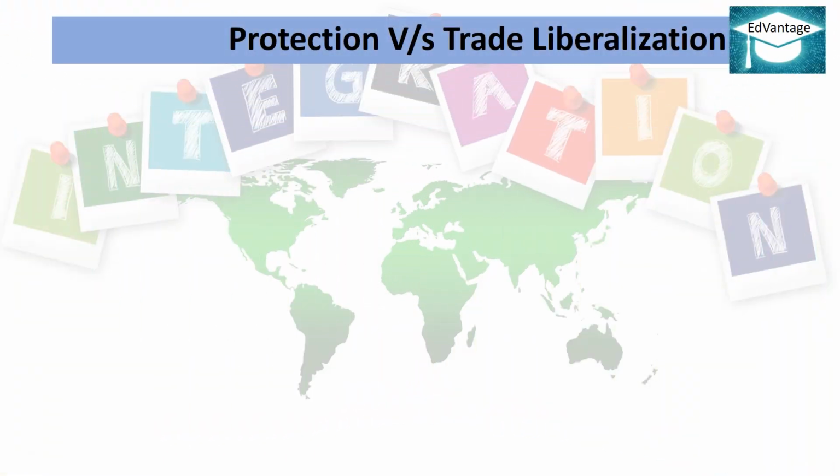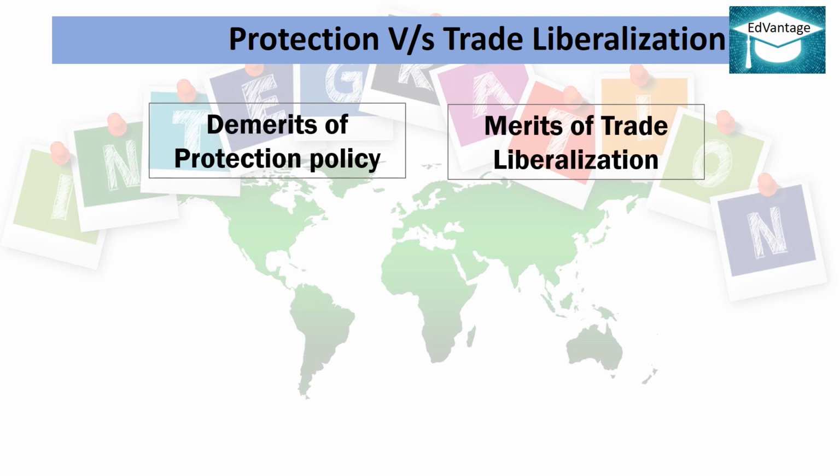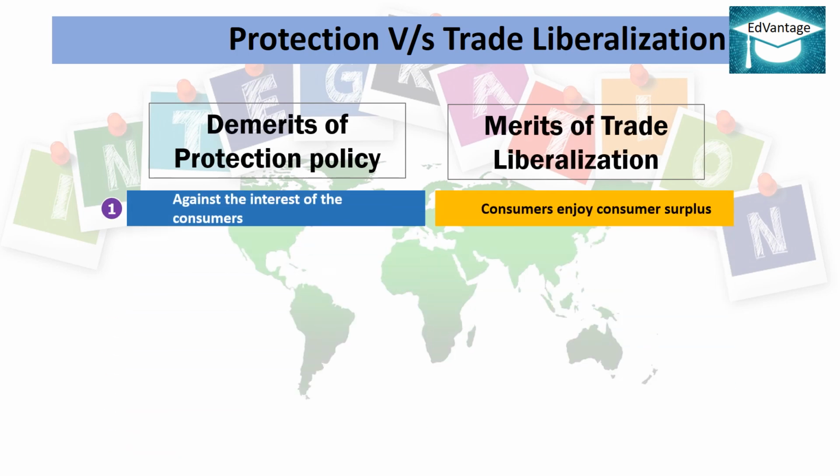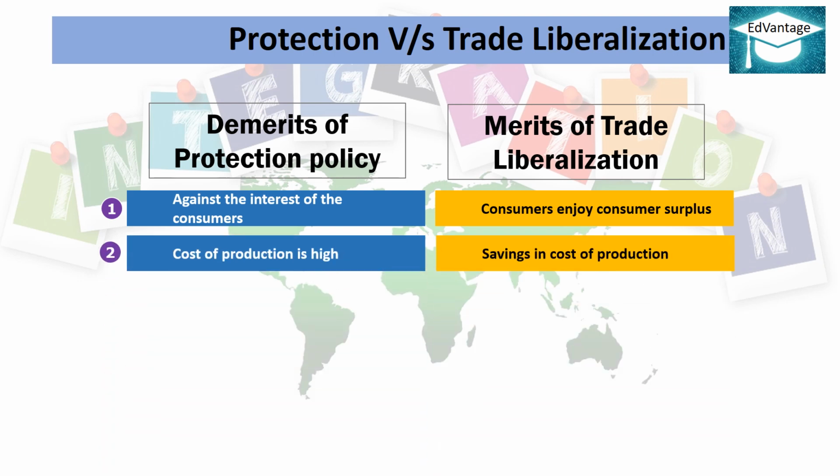Protection versus trade liberalization. Demerits of protection policy versus merits of trade liberalization. 1. Protection policy is against the interest of the consumers, whereas under trade liberalization, consumers enjoy surplus. 2. Under protection policy, cost of production is high, whereas there is savings in cost of production under trade liberalization.